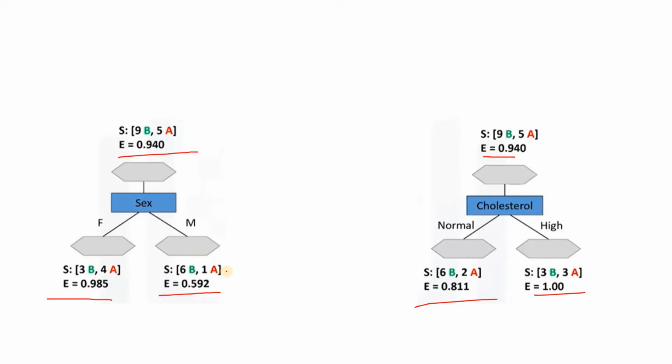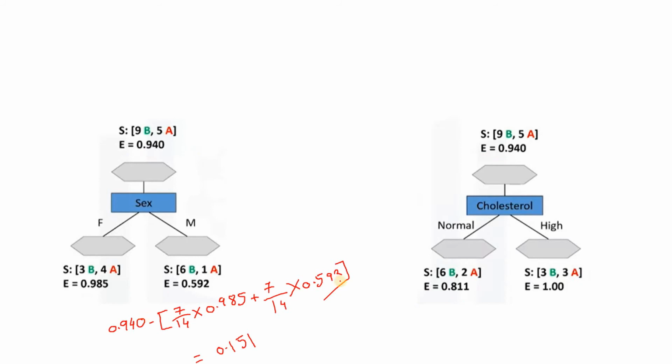Now, how can you consider for which case there is more decrease in entropy after splitting? For that, see here, before splitting the entropy is 0.940. So you have to calculate like this. How am I calculating? Very simple, try to understand. Parent node entropy minus the entropy after splitting. And how am I calculating this? This is the weighted average entropy considering both the left and right node.